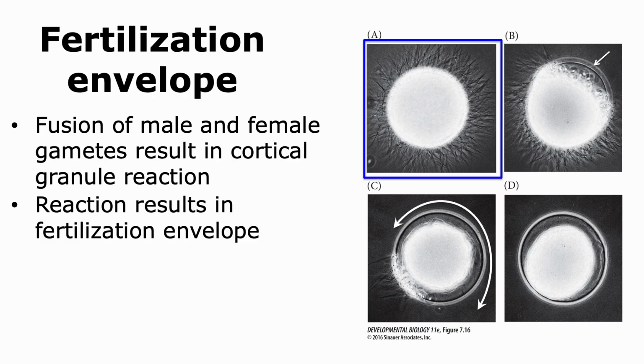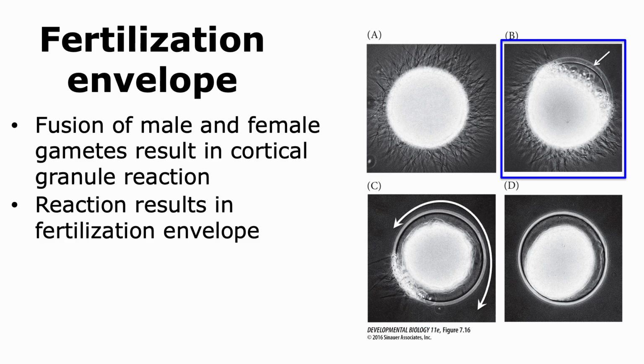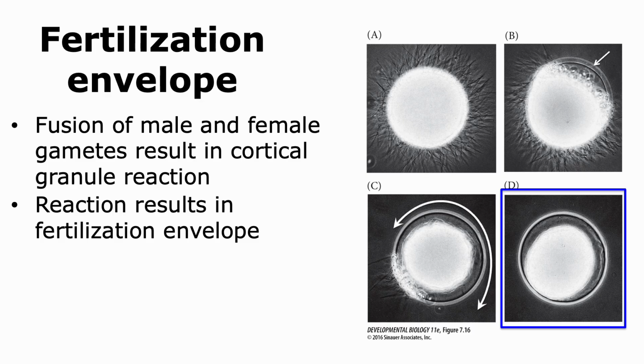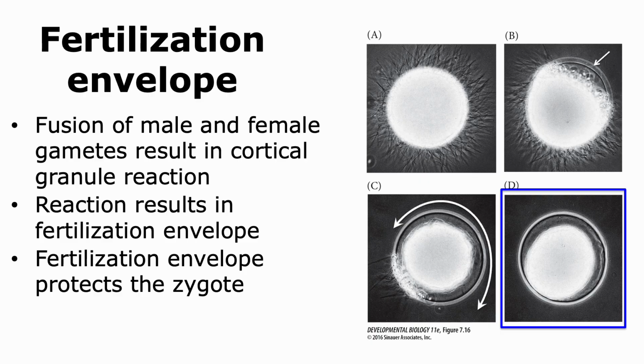So when we look at the figure, we're able to see an egg that is surrounded by sperm. However, in panel B, when one sperm is able to fuse with the egg where the arrow is, we can see the formation of the fertilization envelope. The fertilization envelope covers the entire fertilized egg, and thus it is able to form a protective covering. The fertilization envelope protects the zygote as it undergoes further development.